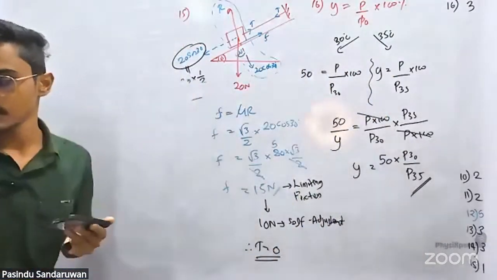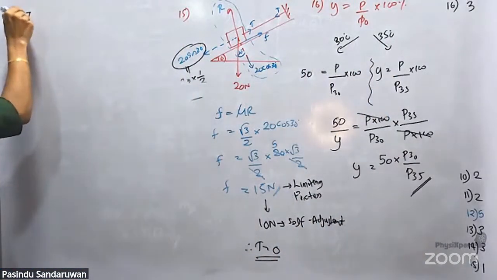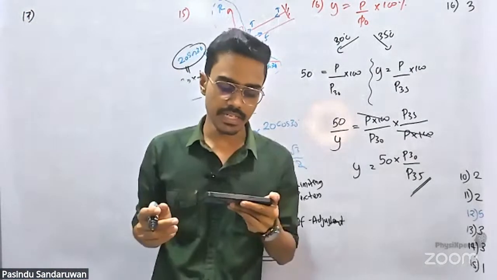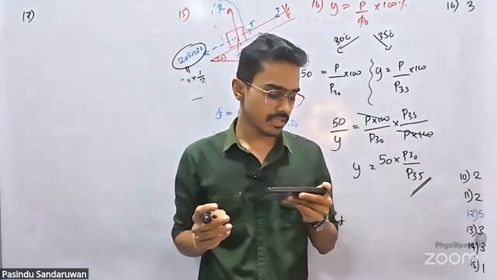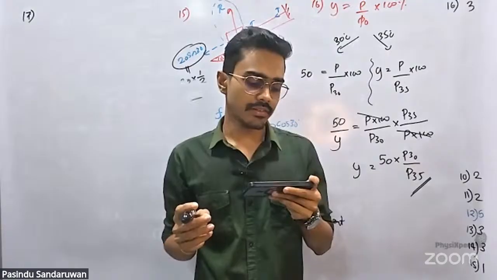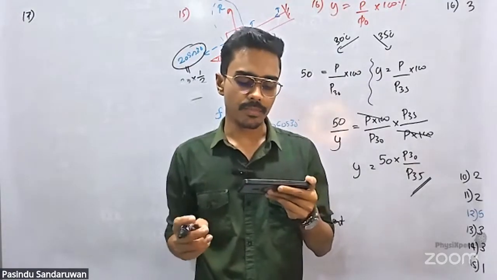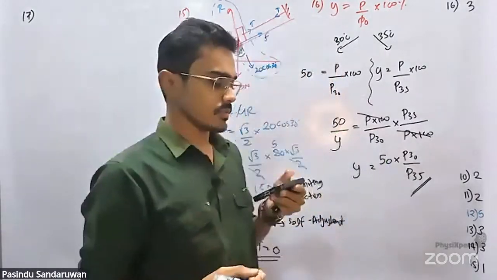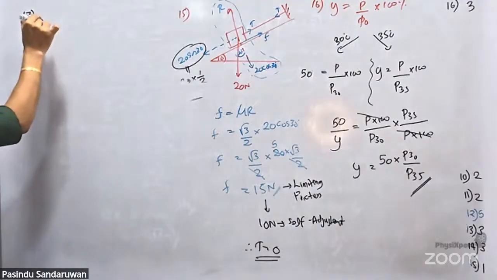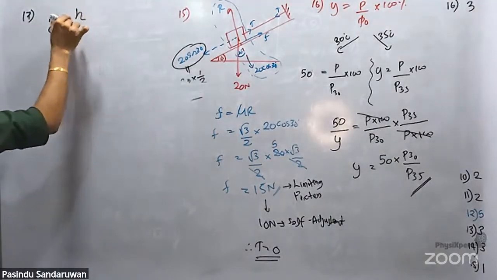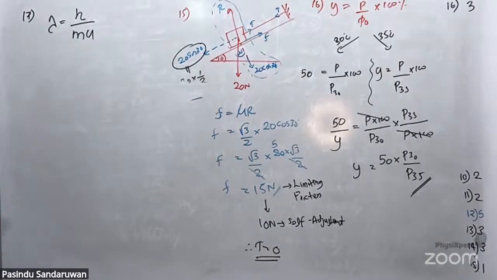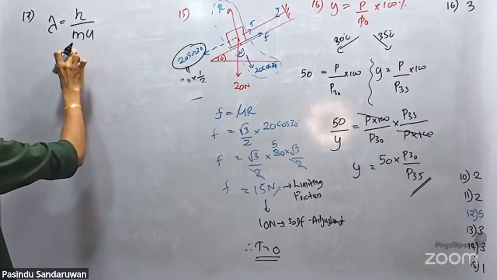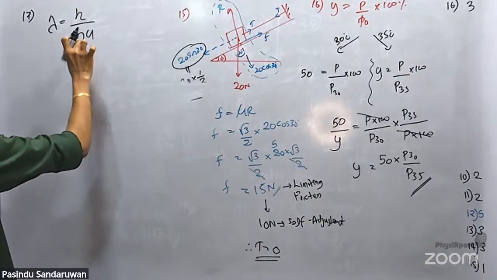Seventeen. An electron of mass m is accelerated under potential difference of V. The de Broglie wavelength of it is lambda. To which value is the de Broglie wavelength equal when a proton of mass m is accelerated under the same potential difference? First thing, what is the equation of de Broglie wavelength? Very straightforward. We have only one equation, lambda equals h over mu. Lambda is de Broglie wavelength, h Planck's constant, m mass of the particle, u velocity.